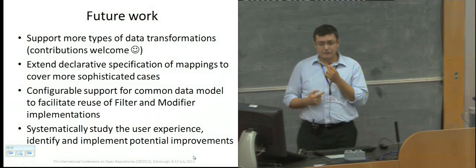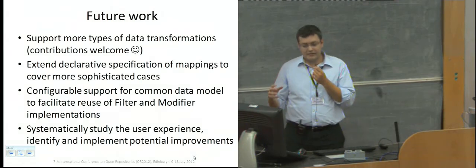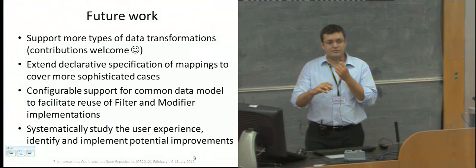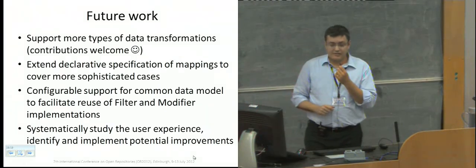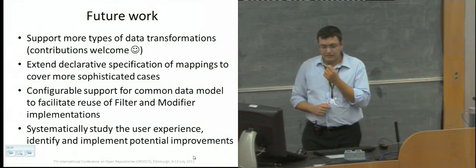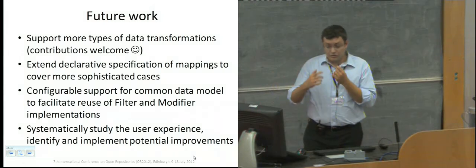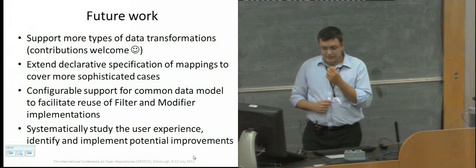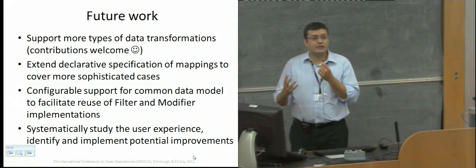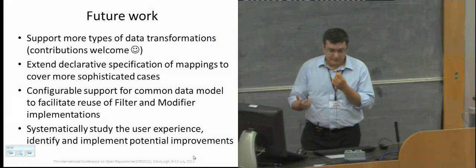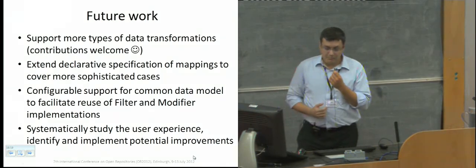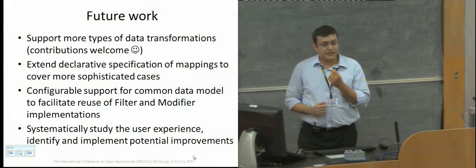We would like to have configurable support for common data models to facilitate the reuse of filter and modifier implementations. So say, if we have records about publications or research information, we could transform them to CERIF and build filters and modifiers that read CERIF records, so that anything else can be mapped to that, or let's say the EDM, the Europeana Data Model for cultural heritage material. And last but certainly not least, we would like to systematically study the user experience, the experience of the people that use the tool, and sort out all the little details in this procedure that would make their lives easier.